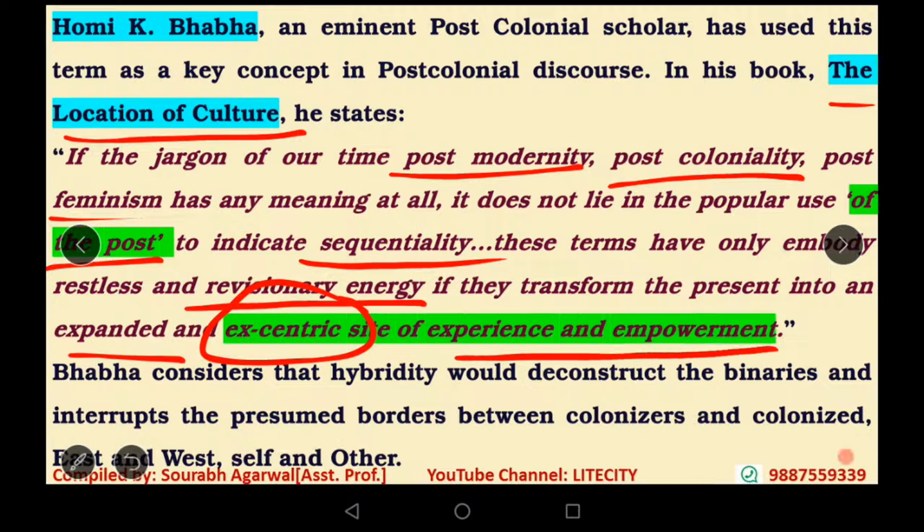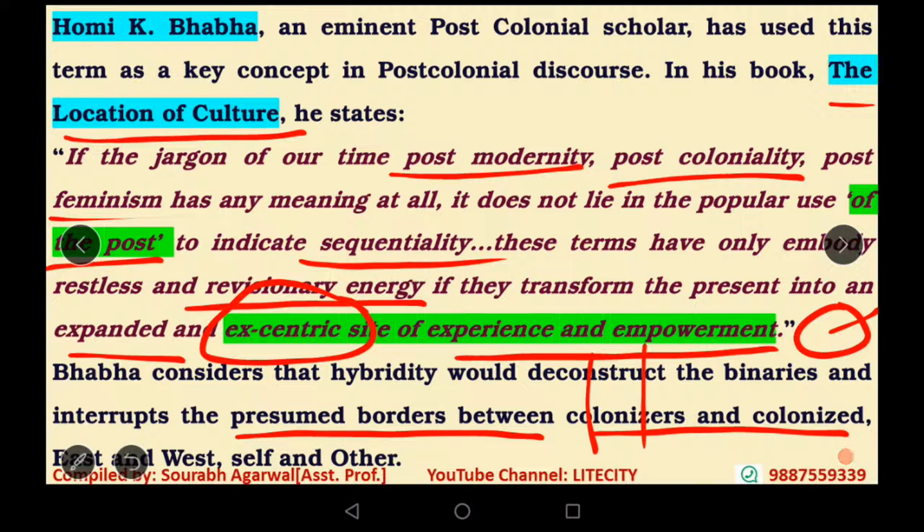This eccentric is very important. It means taking something from center to the periphery. This movement, this mixture is very important in the whole post-colonial and postmodern discourse. Bhabha considers hybridity would deconstruct the binaries and interrupt the presumed borders between colonizer and colonized, east and west, self and other. Such kind of binary division, such kind of dichotomy, has to be done away with. They have to be deconstructed in order to understand the real complex nature of the relationship between the colonizer and the colonized.